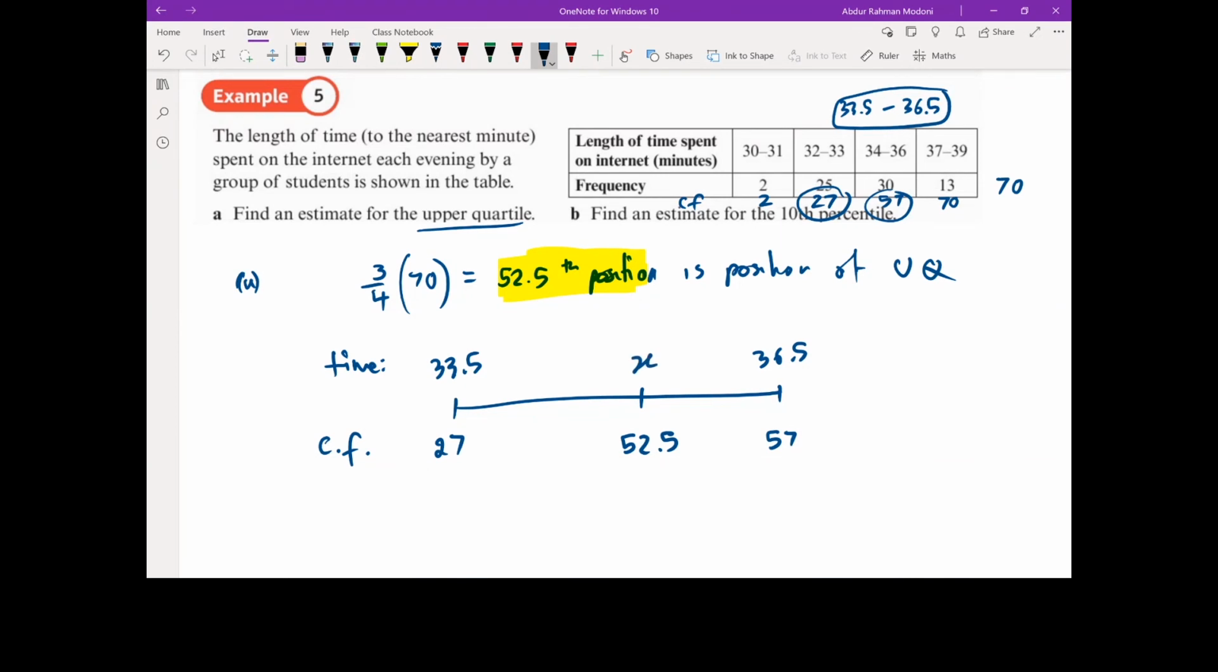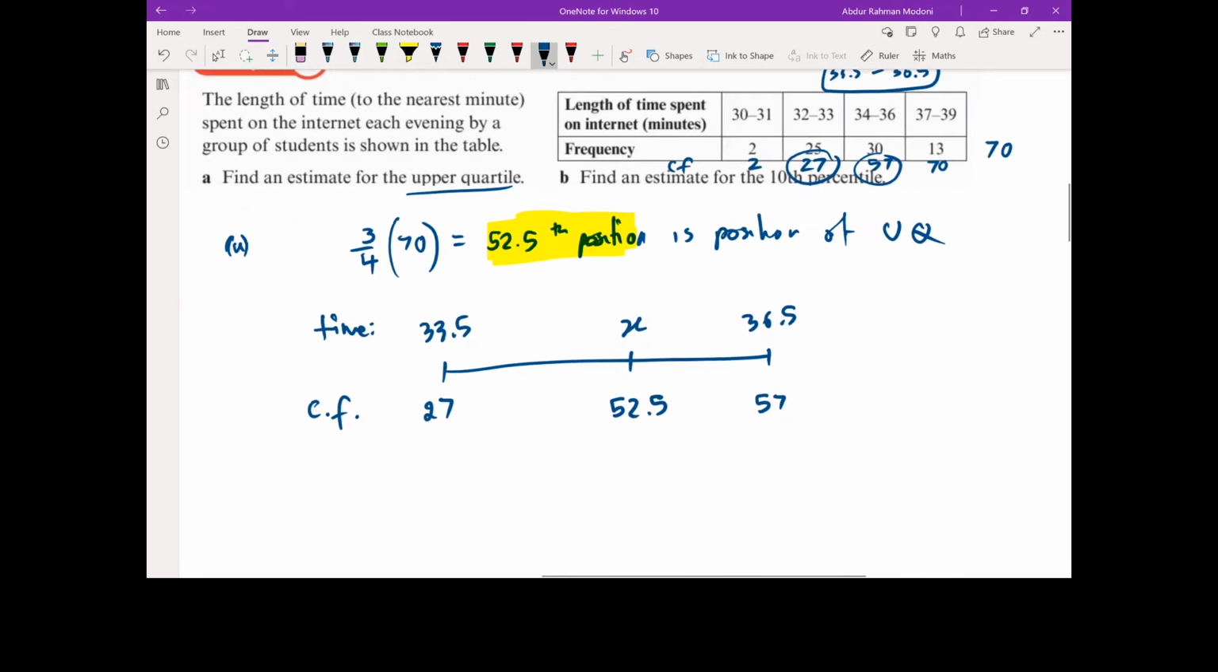Now, one of the assumptions made when doing questions with interpolation is that the data is evenly distributed. From 27 to 57 we've got 30 people, and they are evenly distributed from 33.5 minutes to 36.5 minutes. What that means is that we spread the 30 people out evenly between 33.5 and 36.5. That's usually a 1-mark question where they ask you, what assumption have you made in working out this estimate for the upper quartile? You would write down: I assumed that the data is evenly distributed within each interval. So let's go and take a look at how we then work it out.